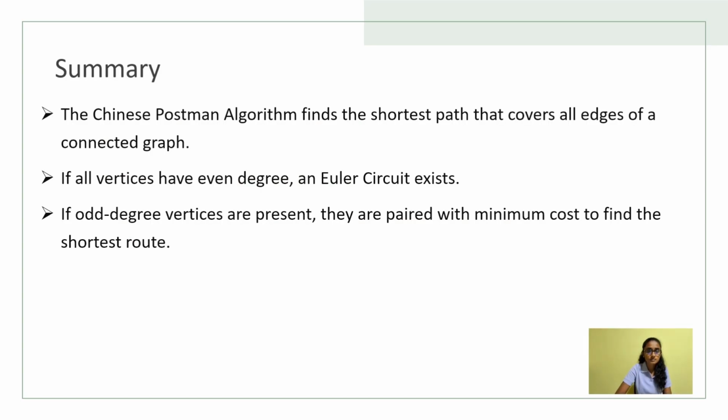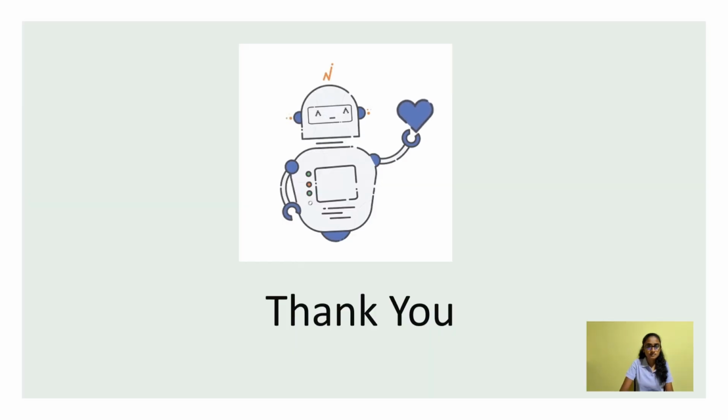Let's quickly summarize. Chinese Postman Algorithm finds the shortest route covering all edges. It works on connected graphs. If all vertices are even, an Eulerian circuit exists. If some vertices are odd, pair them with minimum cost. The final path length is calculated by adding the total edge sum and the extra pairing cost.